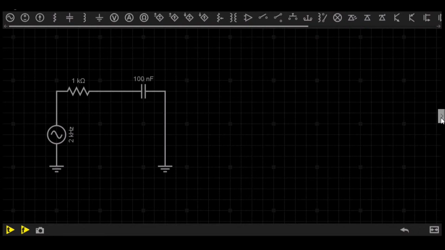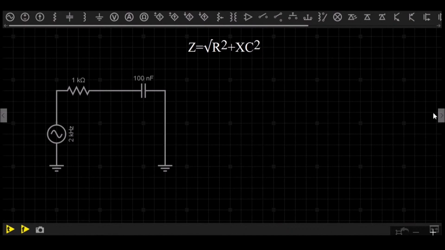The equation to calculate impedance is Z equals the square root of the resistor squared plus the reactance squared. In the first example circuit, we have a resistor at 1 kilo-ohm, a capacitor at 100 nanofarads, and a 2 kHz supply. The components are in series. To calculate the total impedance, we use the equation Z equals the square root of R squared plus the reactance squared.